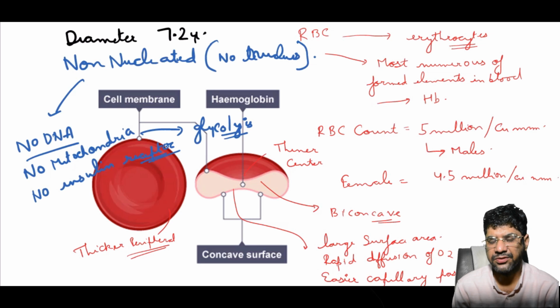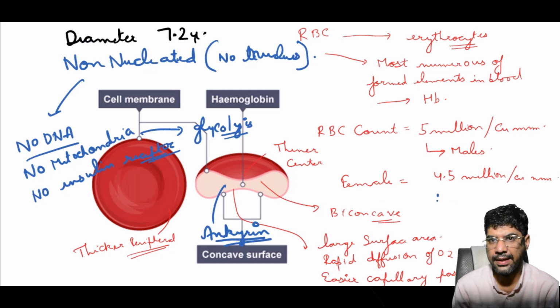The RBC cytoskeleton is made up of actin and spectrin that are held by ankyrin to the transmembrane protein. A defect in spectrin leads to a condition that is hereditary spherocytosis, where the cell loses its biconcave shape and becomes spherical.